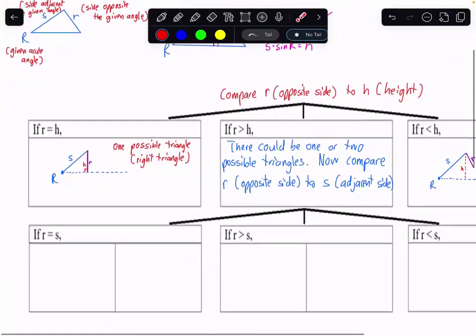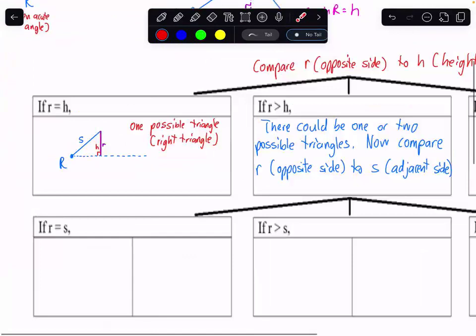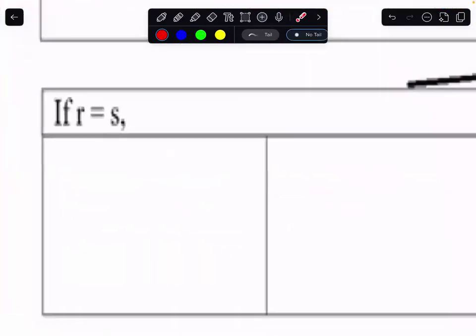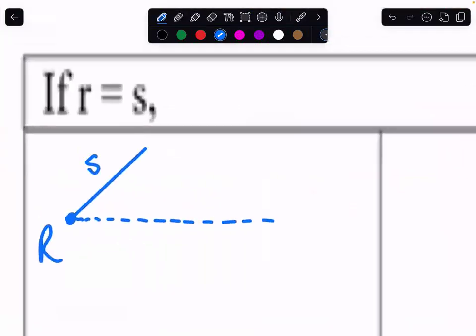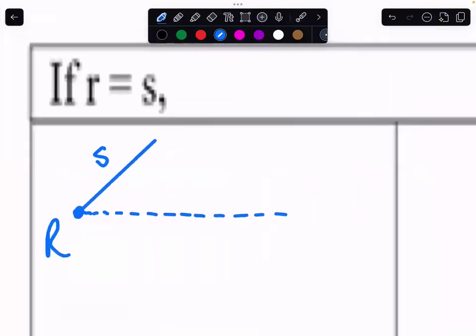Okay, so let's go over here first. What if we first compare R to H and we find the opposite side R is longer, then we compare R to S, and we find the opposite and adjacent sides are equal in length? Let's start over here. We're always going to start this way, right? We have an angle in the bottom left, an unknown length on the bottom, and a given side length S. We don't need to draw the height this time because we're not using H anymore.